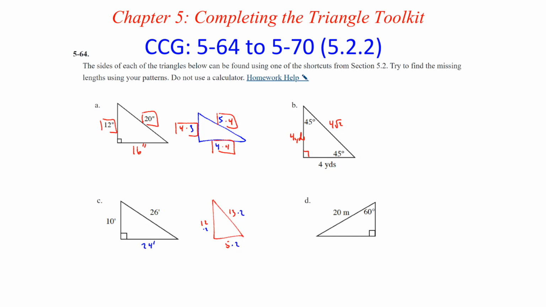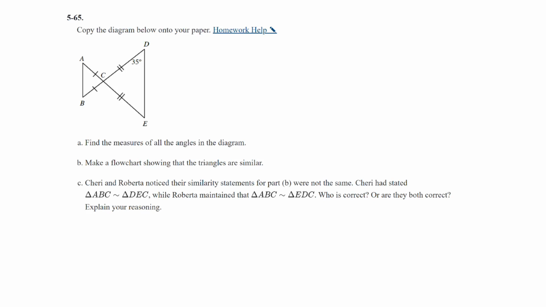And then Part D, we're looking at a 30, 60, 90 triangle. The hypotenuse is 20, so the short leg would be 10 meters, and then the long leg is 10 square roots of 3 meters. So remember, you take the square root of 3 times the short leg to get the long leg. Question 65. Copy the diagram below onto your paper.